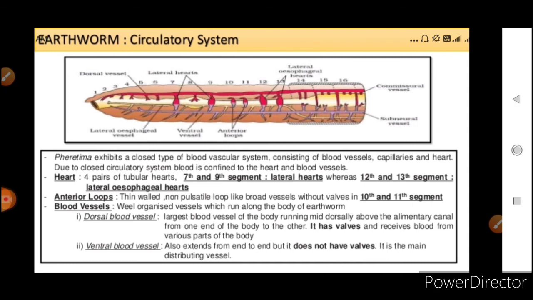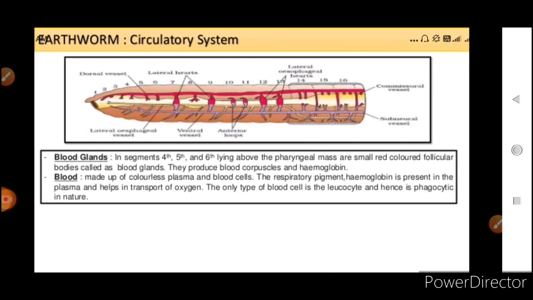Then we saw the circulatory system. In the circulatory system we saw the heart. We saw that 4 pairs of tubular hearts are present in segments 7, 9, 12, and 13. Then we saw anterior loops present in segments 10 and 11. Then we saw blood vessels, which were the dorsal blood vessel and the ventral blood vessel. Then we saw blood glands, which help in the formation of blood corpuscles, that is blood cells, and hemoglobin.